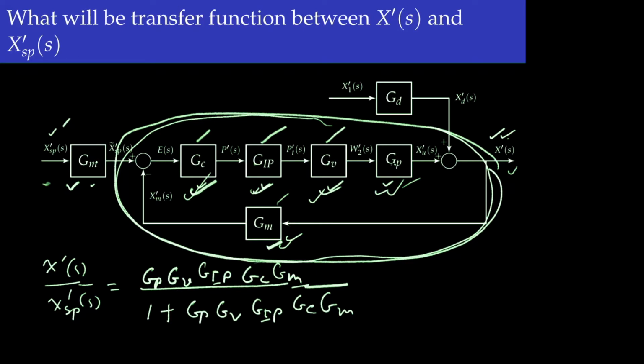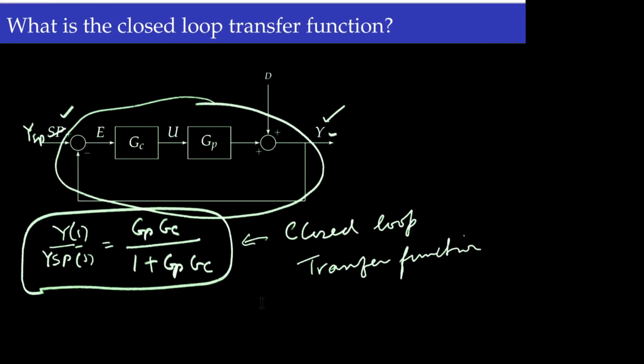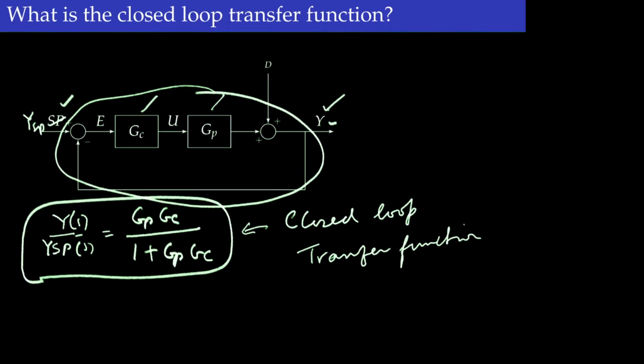And if you look at the other transfer function I looked at, it was presented in a simplistic way with the process and the controller. And again, the transfer function between the set point and the output, y over y set point, was given by GPGC in the numerator, and in the denominator we had 1 plus all the transfer functions within the loop.